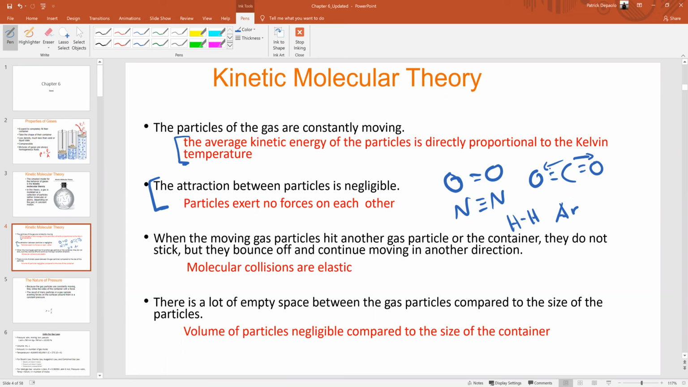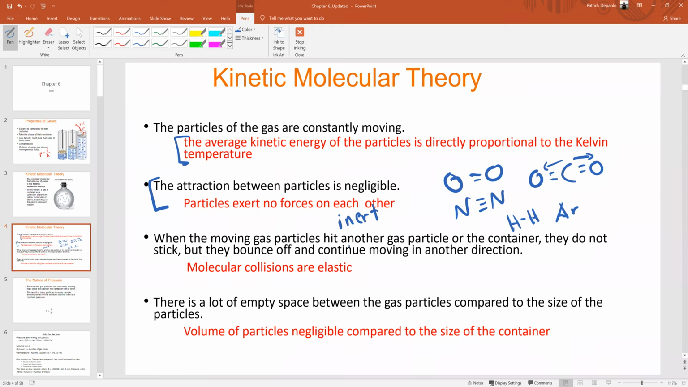So the most important thing right now is that you know that the gases exert no forces on each other, and they don't really have much of an attraction to each other. So they're very inert. The word is inert, meaning they're not reactive. So that's important. Okay, so the next one kind of ties into that.